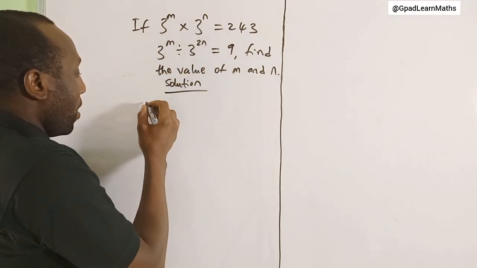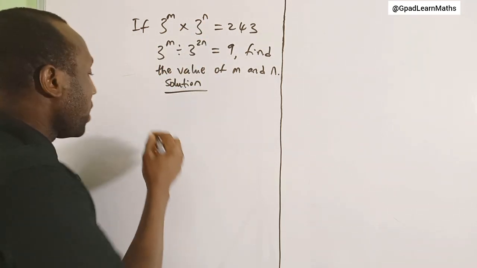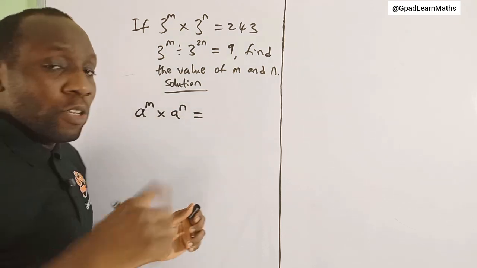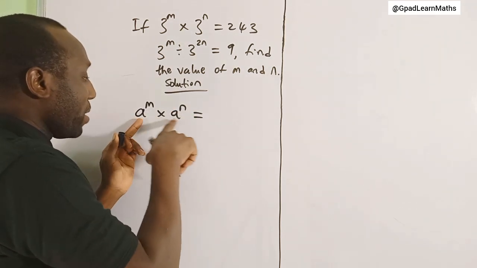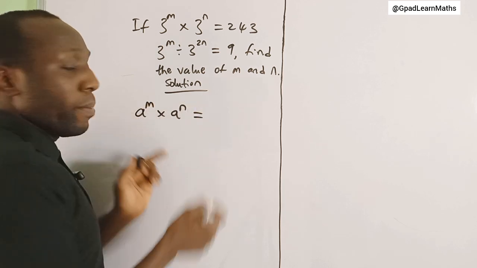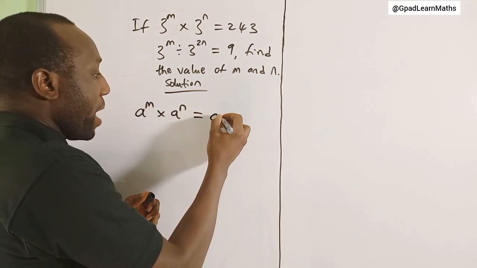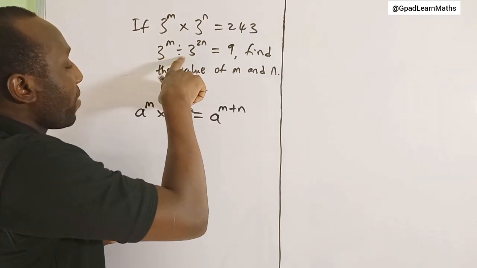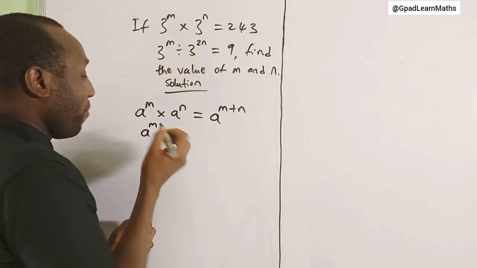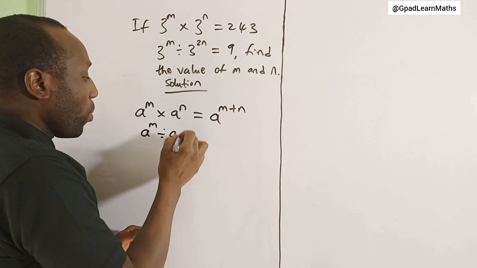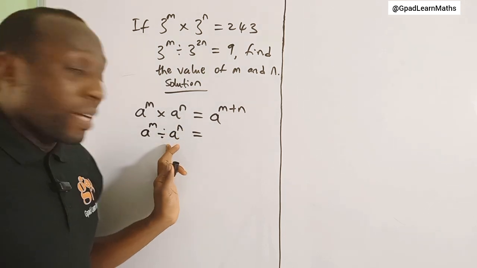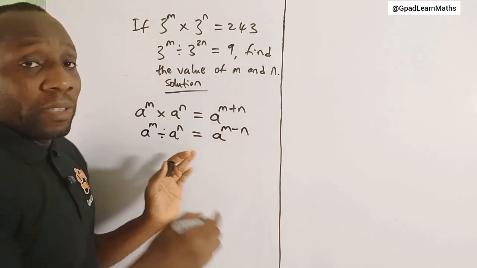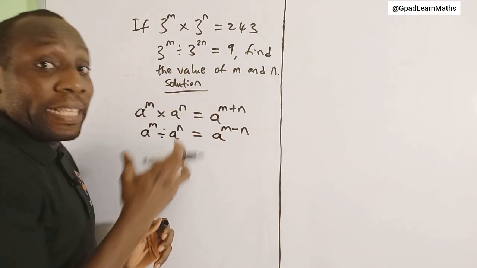So let's apply one of the laws of indices. If you have a raised to the power m times a raised to the power n, because they have the same base, I'm going to add the powers. So this can be expressed as a raised to the power of m plus n. Same thing for division: if you have a raised to the power m divided by a raised to the power n, this can be expressed as a raised to the power of m minus n. These are the laws of indices we're going to be applying in this question.